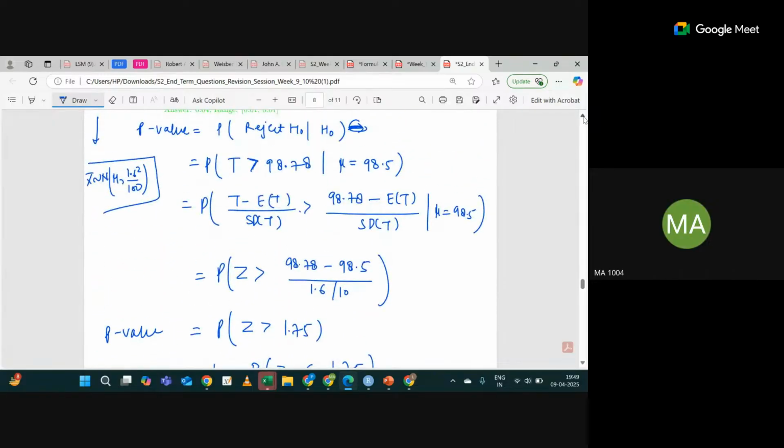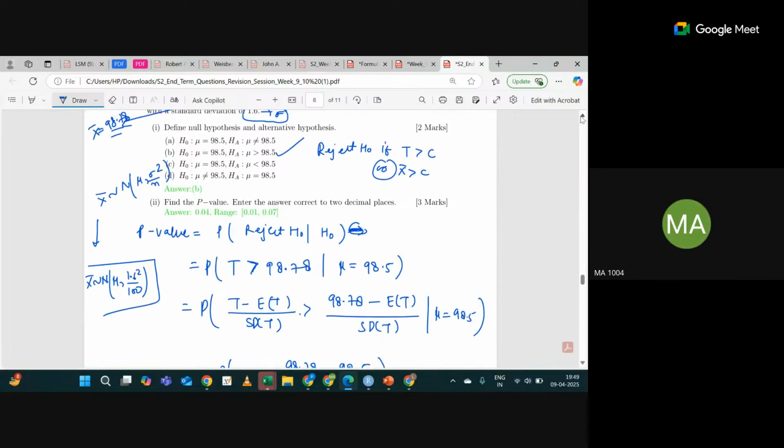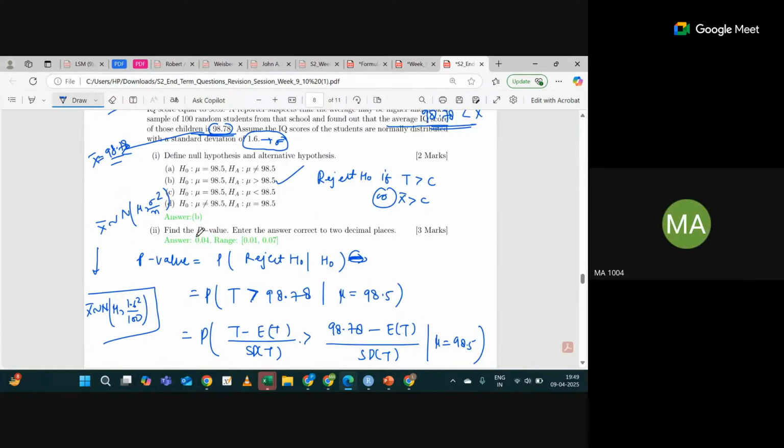Okay. Here T is greater than C, right, sir? And T is X bar. And we have given X bar naught is 98.78. We have to find this p value. Yes, sir. Okay, we have to calculate this p value.